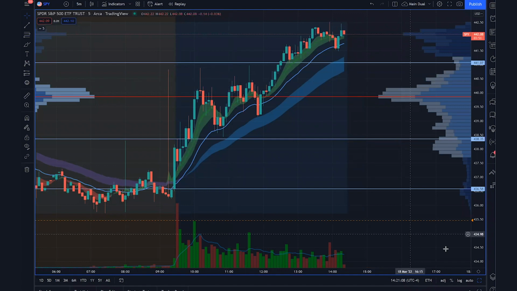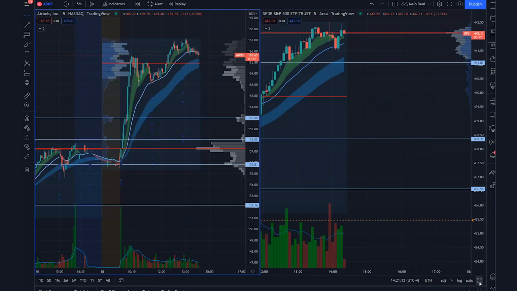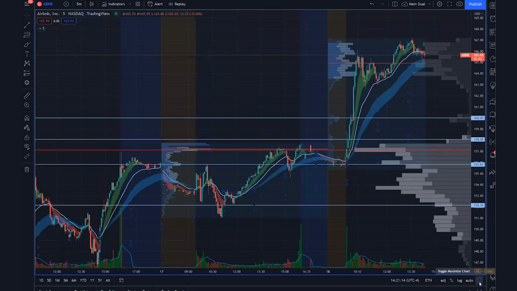Now let's look at this very similar example on Airbnb. So Airbnb, we have our levels. We go, number one, market structure. What is the structure of this thing? How can it change structure? Number two, where are our levels? Number three, candlesticks and volumes to qualify it. Number four is the risk there to be managed.